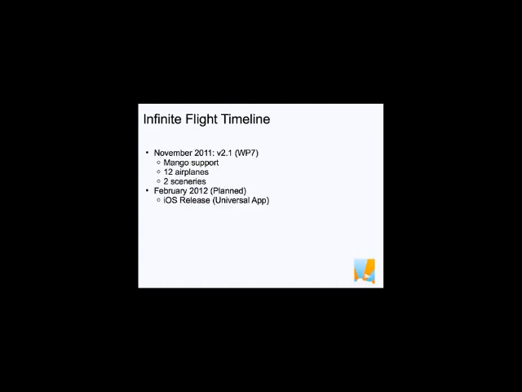We kept developing on WP7 at the same time. The last version out for Windows Phone is version 2.1, and that has Mango support. So that's the new features for Windows Phone 7.5, which brings multitasking for Windows Phone instead of the tombstoning system that they had previously. We have 12 airplanes and 2 scenery packages. So there's only one extra airplane that we've added since then.